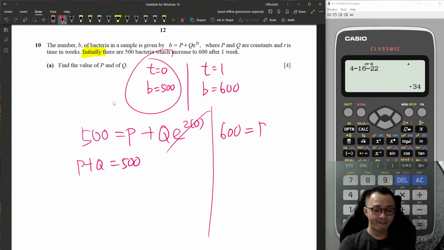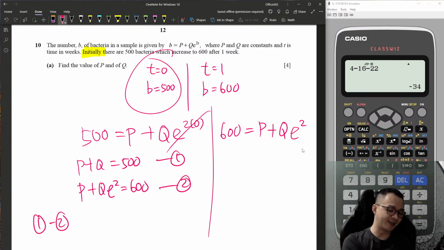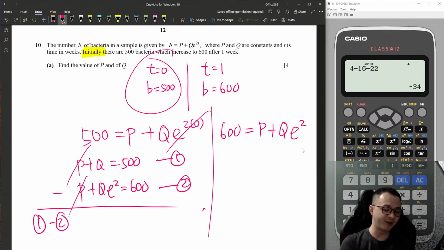I sub this one: P plus Q e^2t, right? t is 1, so it's just e^2. Seems like we can do the elimination if we want to. Then I just do elimination. First equation, second equation. I use the first equation minus the second equation. So I minus them, I eliminate the P, right? P minus P gone. So this is Q.